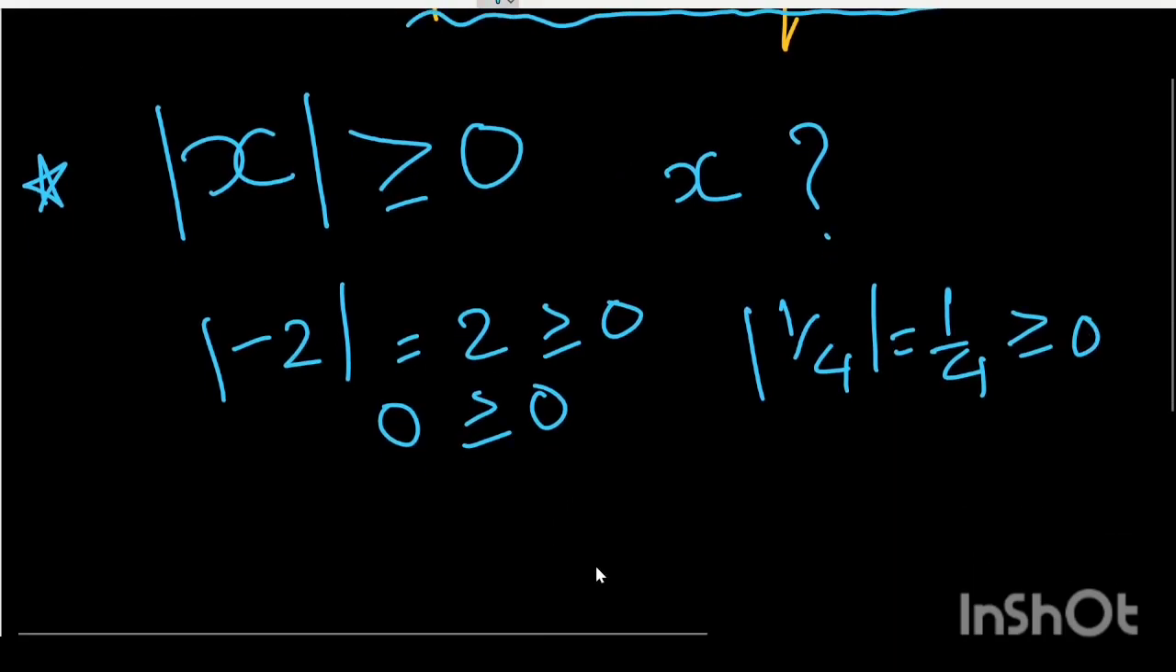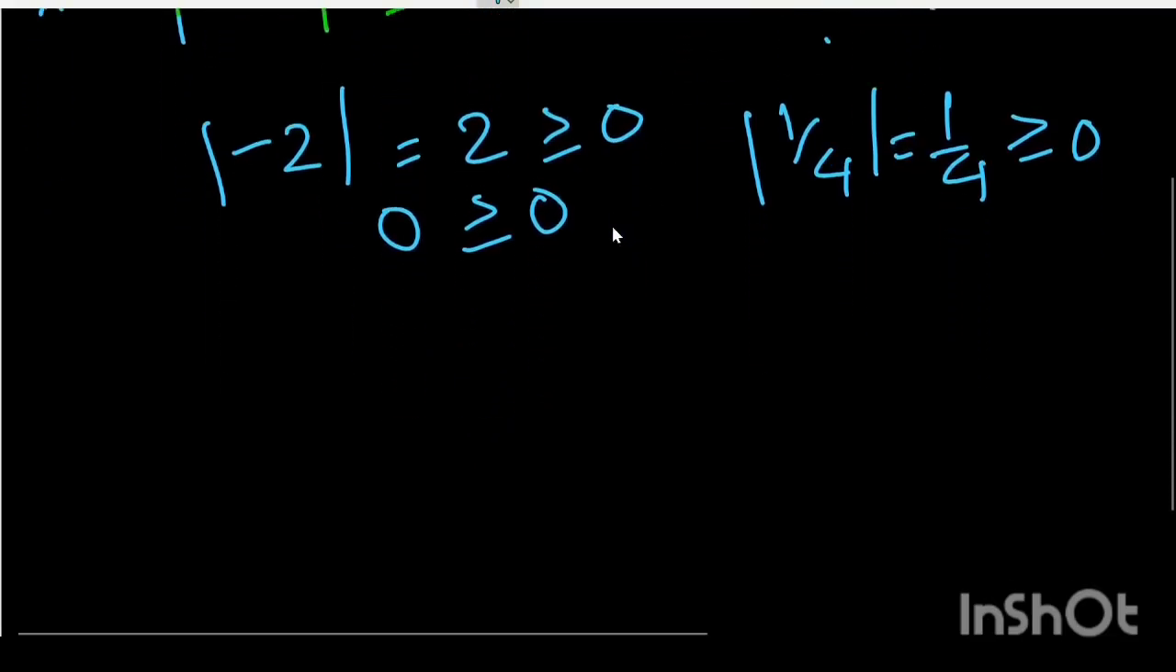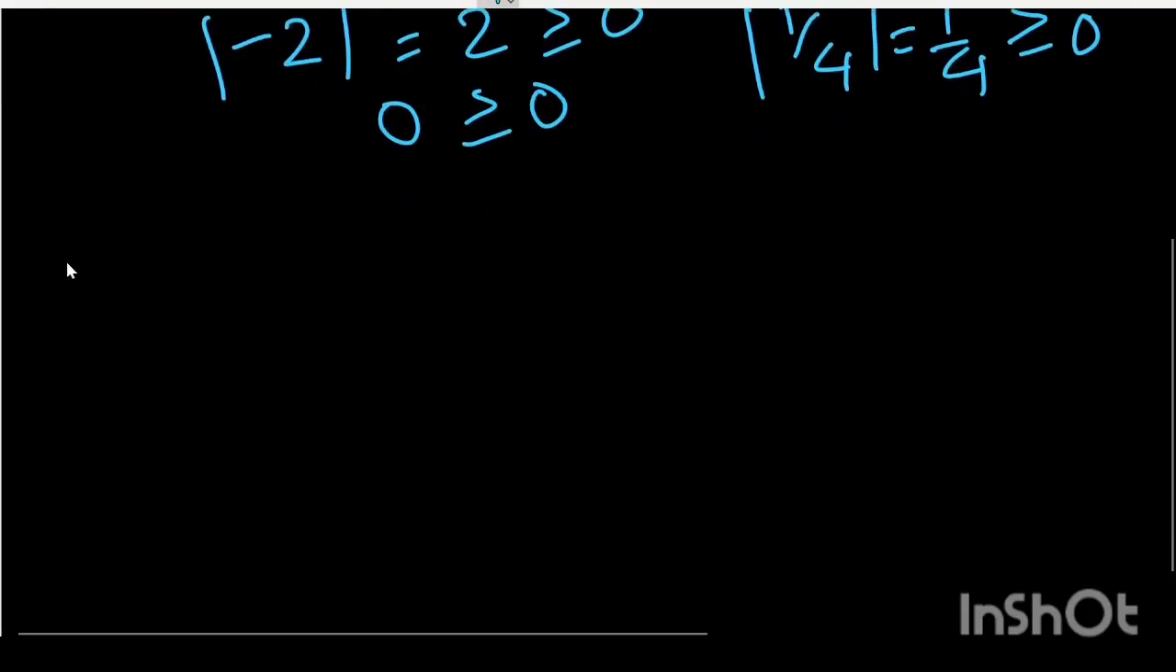So mod x greater than or equal to 0, x is what? So we can say that x is all real. So this is one of the basic inequalities. Mod x is greater than or equal to 0 implies x is all real, x belongs to R.